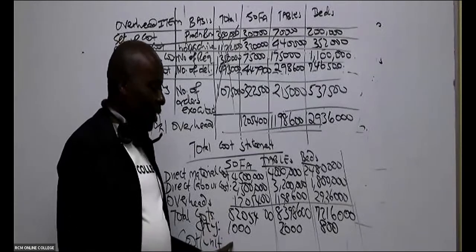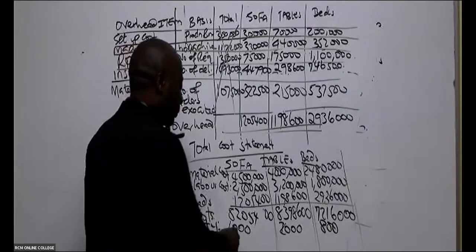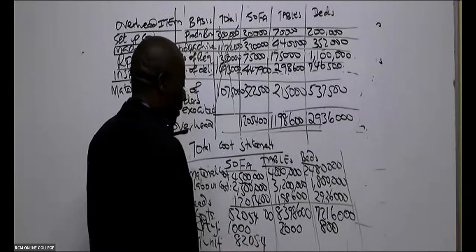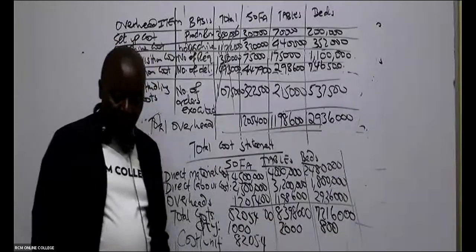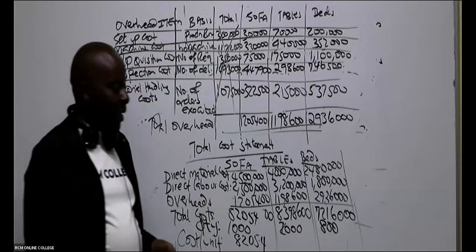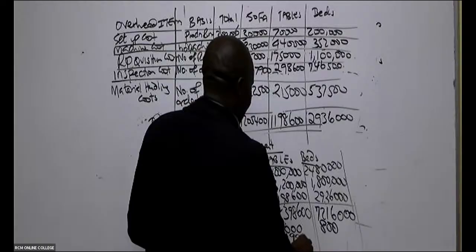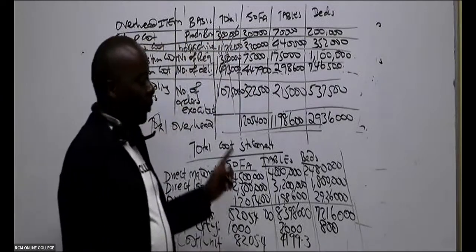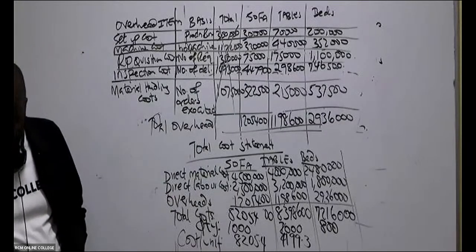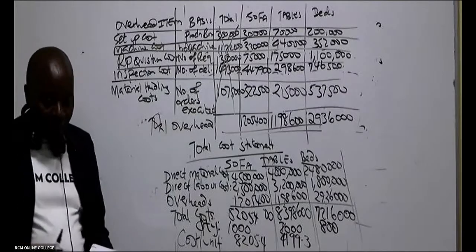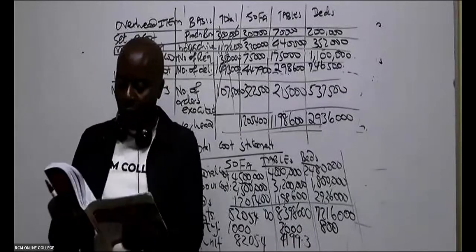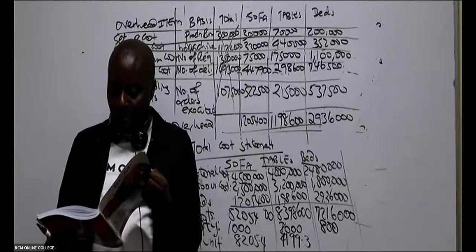So this divided by 1,000 gives me what figure? 82.4, right? How about 83,98,600 divided by 2,000? 41.99. And then lastly, we have 72,16,000 divided by 800, which will give us 90.20. So we have there 90.20.